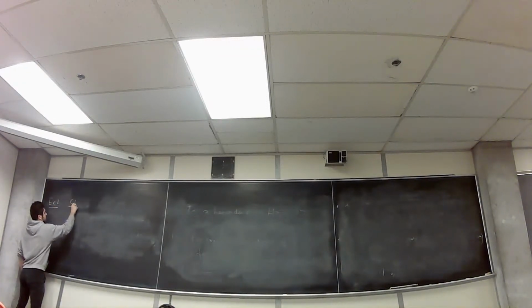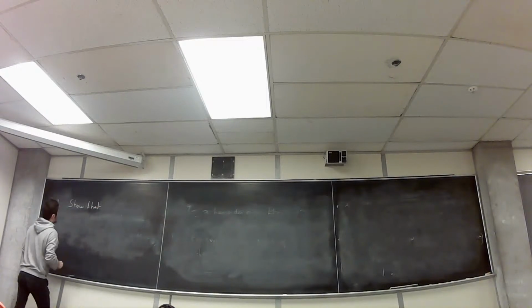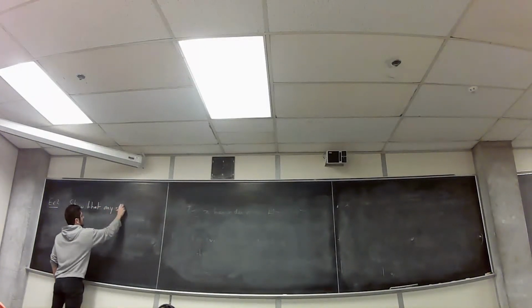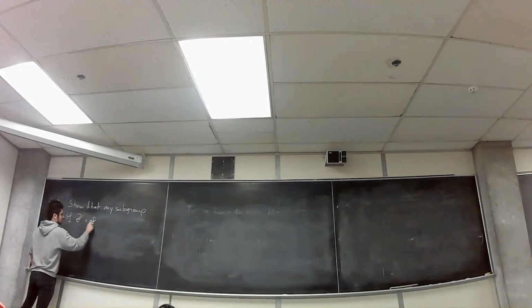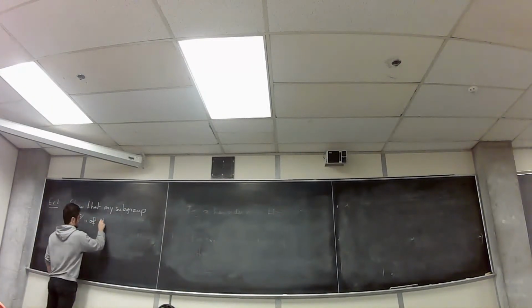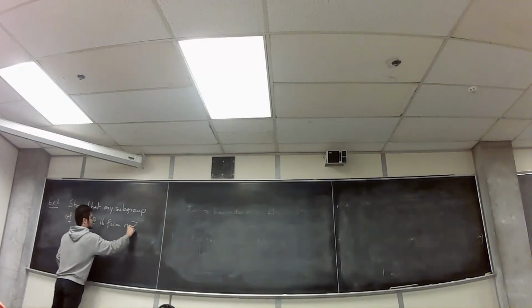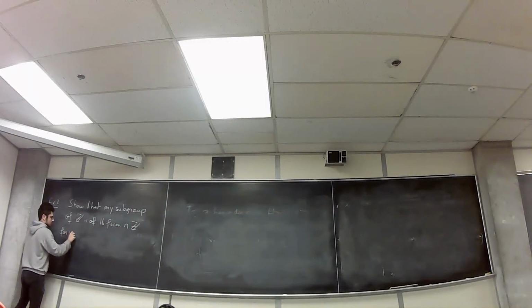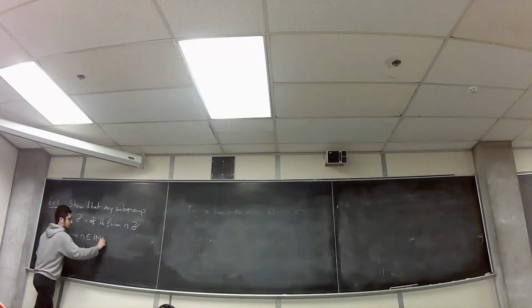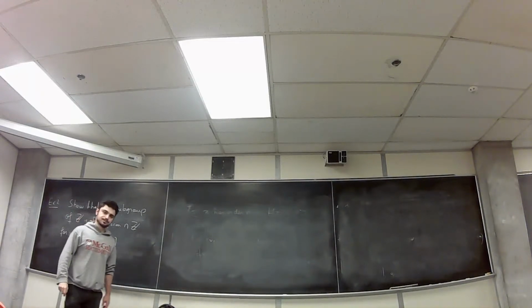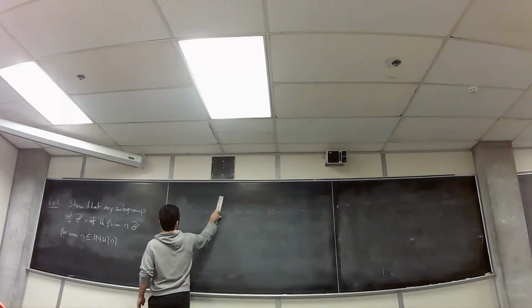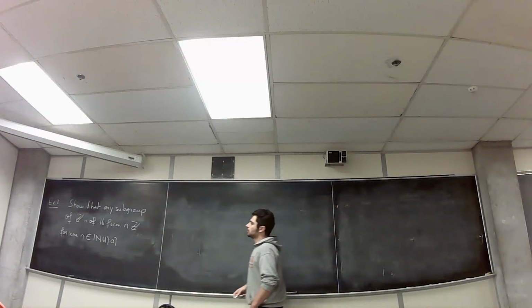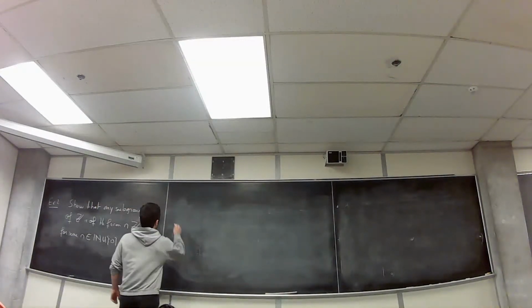Exercise 2. Show that any subgroup of Z is of the form nZ for some n. So really all the subgroups of Z are just the multiples of some element, basically. Let's prove it.